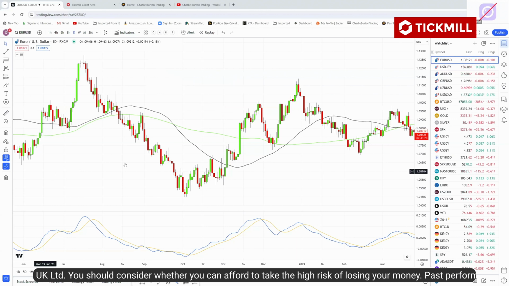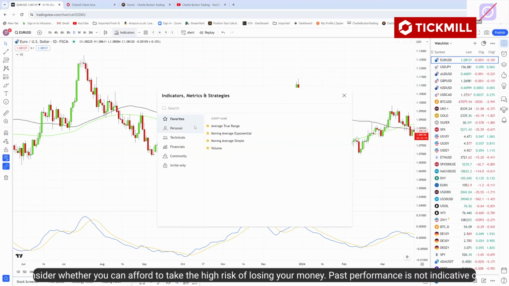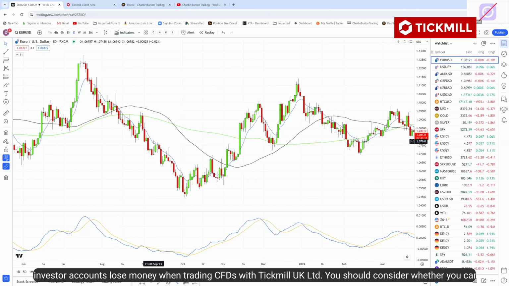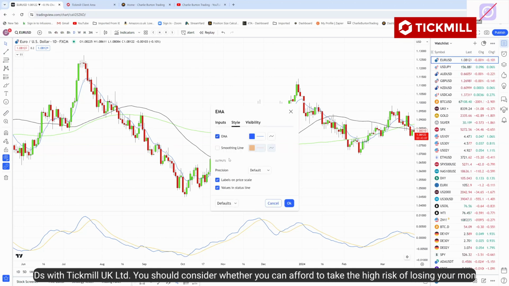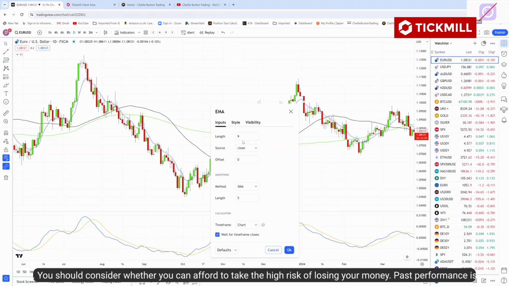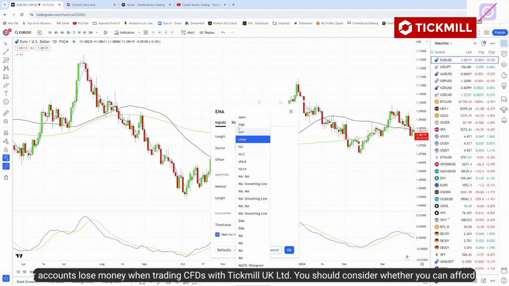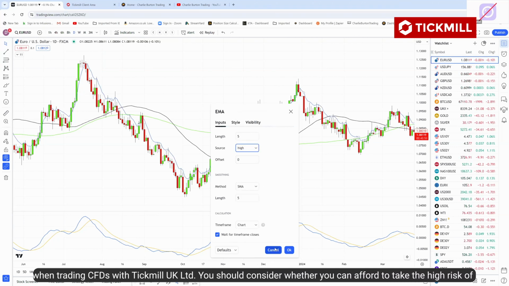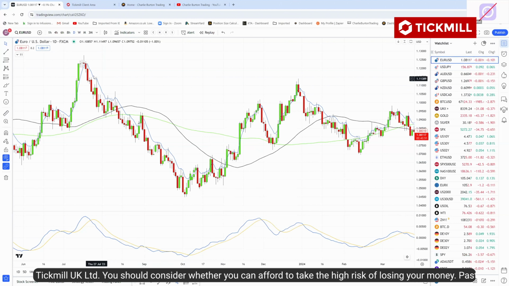Let me go and put an indicator on. Let's put a moving average exponential on. Right, let's go to the inputs and change that to a 5. You see the source is the close, so it will default to the close. I don't want it on the close, I want it set to the high. There we go. I've now put one moving average on there, set to the high price.